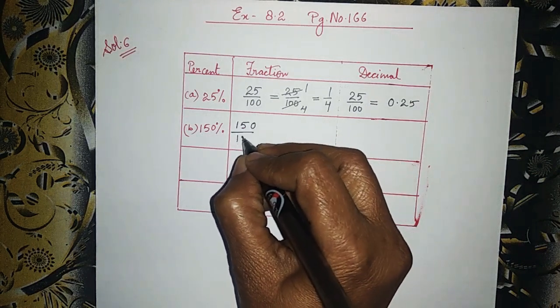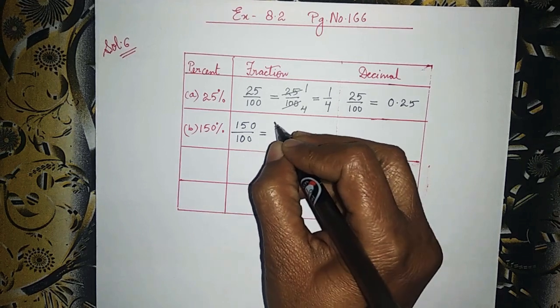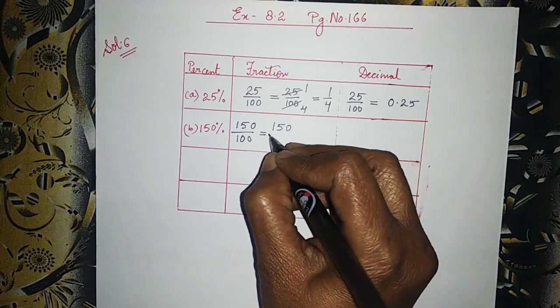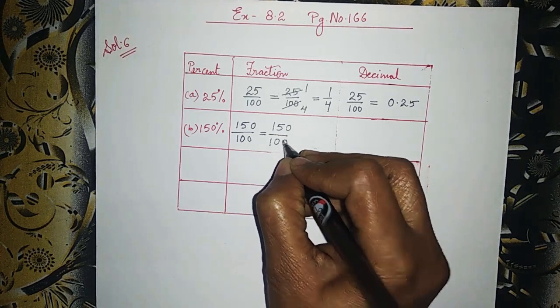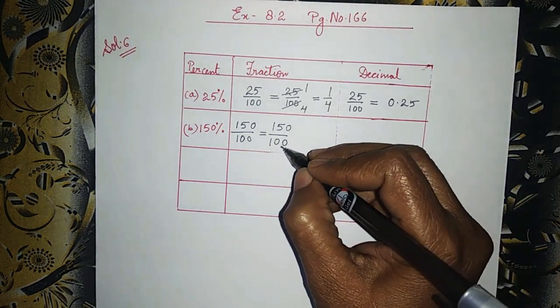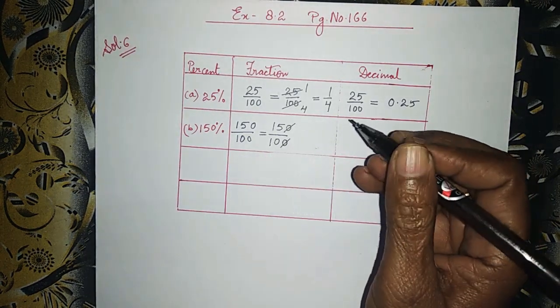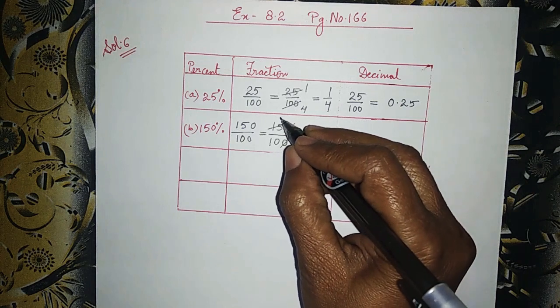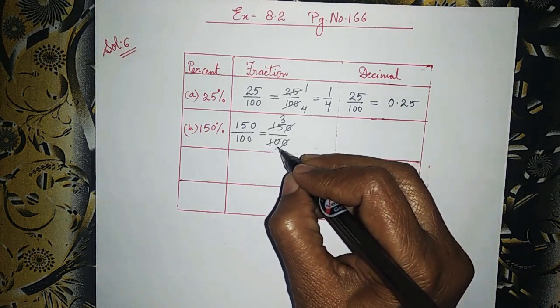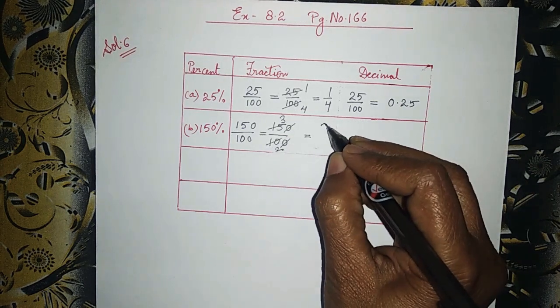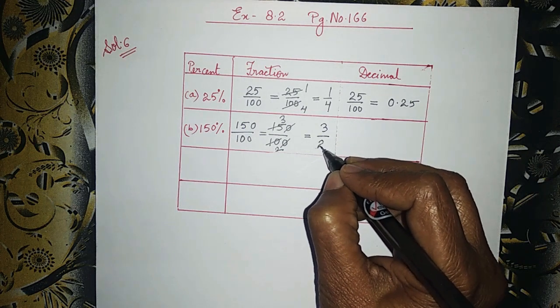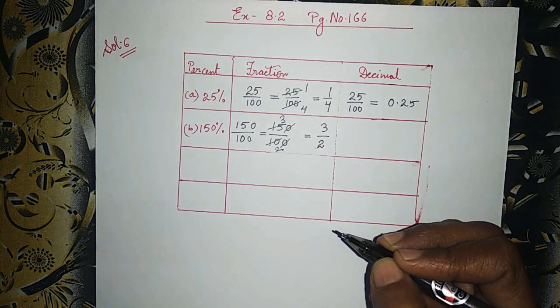Now see the next percent, 150%. 150 upon 100 and here 150 upon 100 we will simplify. Here 0 0 we can cancel. Okay, and 5 threes are 15 and 5 twos are 10. Our answer is coming here 3 upon 2.